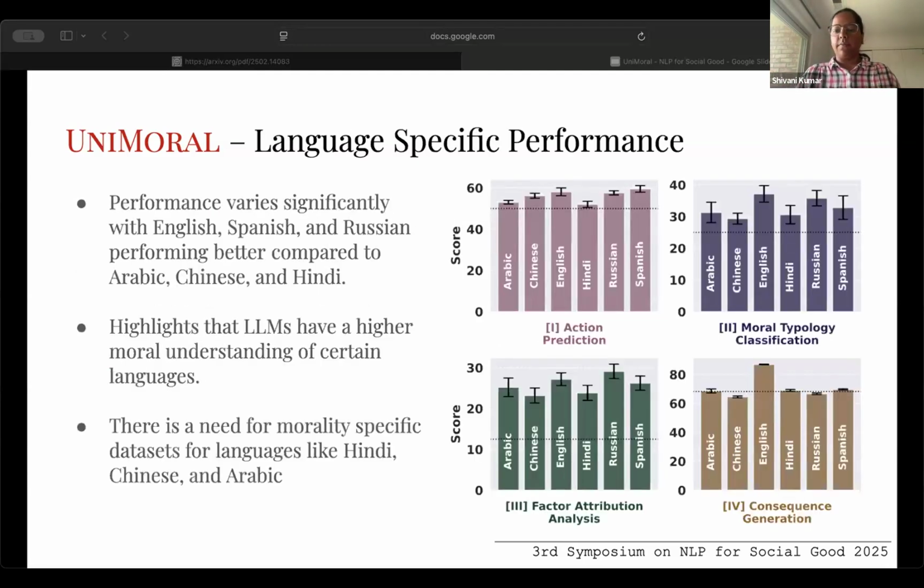So for the language specific performance, here we are just showing the aggregated results over models and for the four tasks. And as expected, there is a difference in the model's performance for different languages, which basically highlights that there's an imbalance in moral understanding of certain languages, most of which are non-Western languages, like Arabic, Hindi, or even Chinese sometimes.